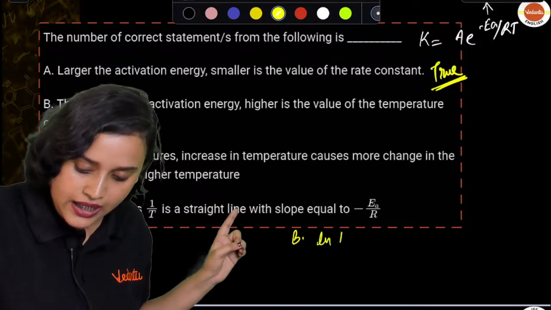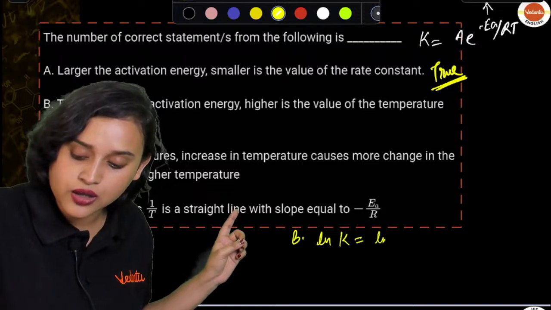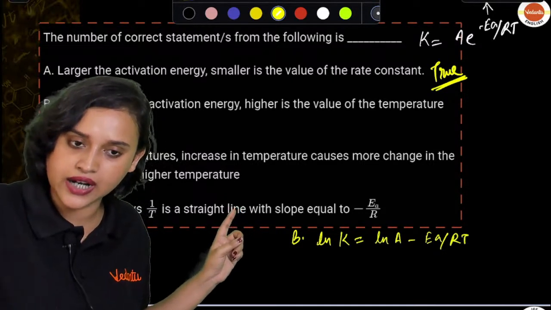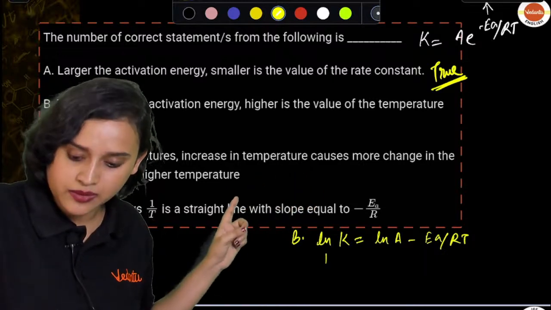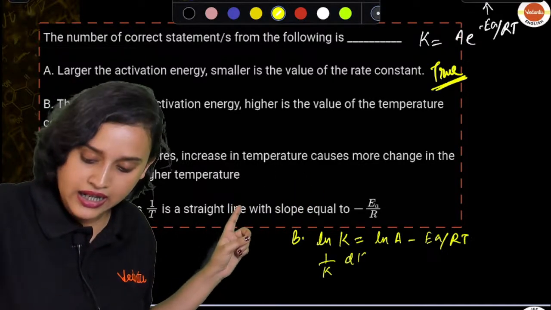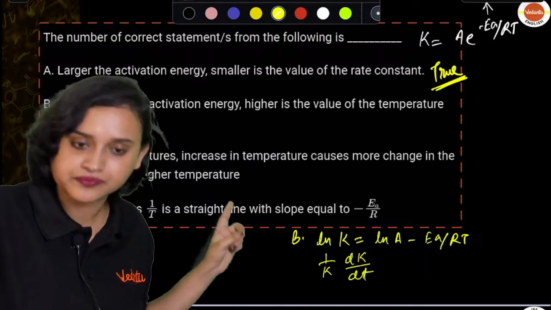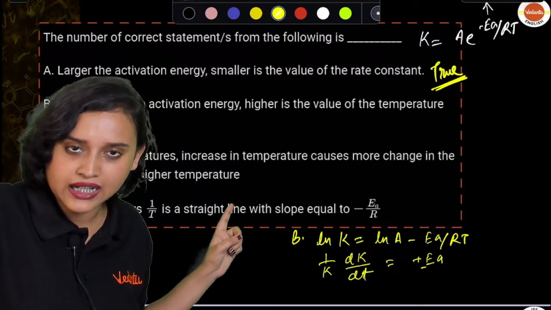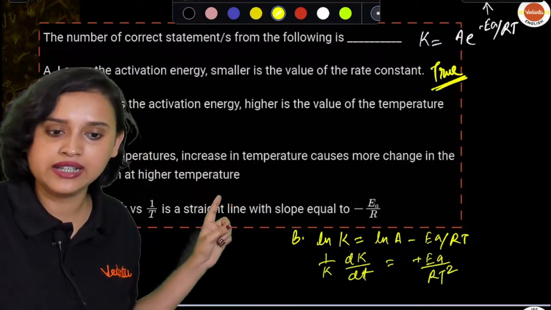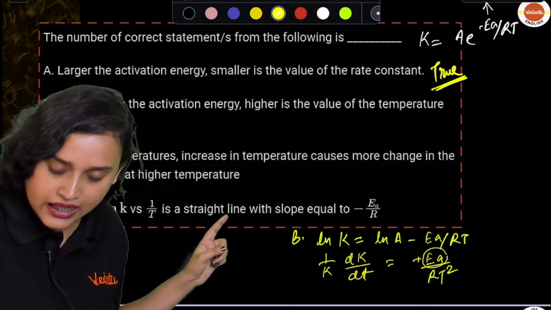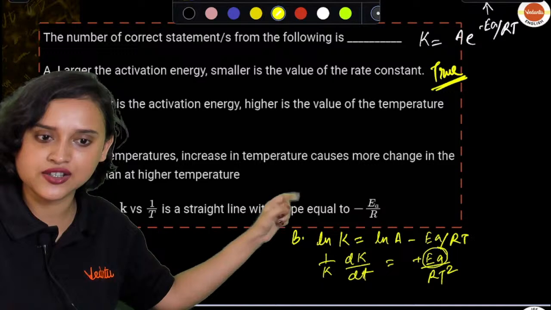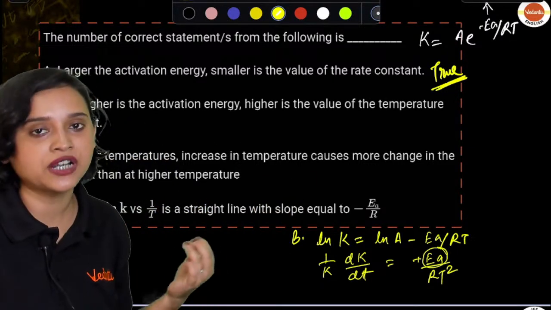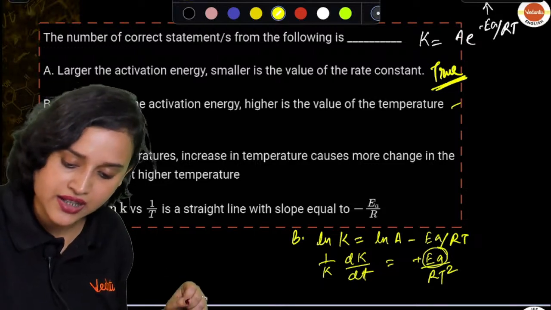Although this is true, we know that ln of K is equal to ln of A minus EA divided by RT. We can write it like this. If it is ln of K, then 1 divided by K dK divided by dT will be equal to plus EA divided by RT square. So if EA increases, the temperature coefficient will also increase. That means this is also true, everybody.